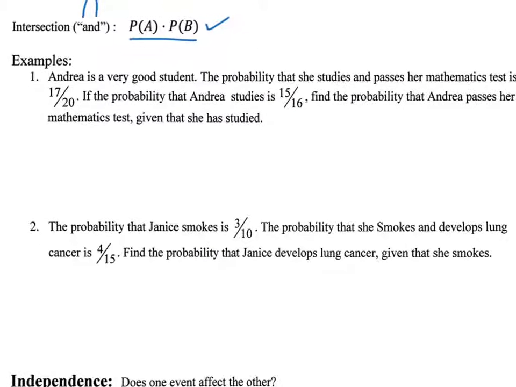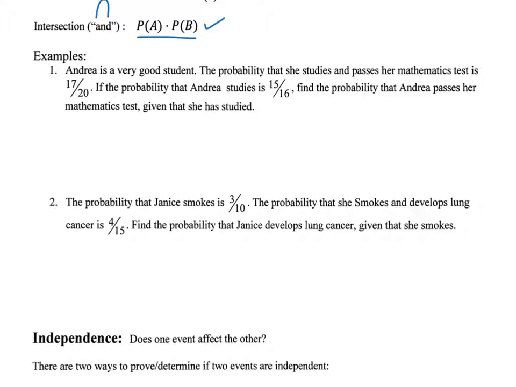So the first kind of a question that I'm going to ask you is, Andrea is a very good student. The probability that she studies math and passes her math tests is 17 out of 20. The probability that Andrea studies is 15 out of 16. Okay, find the probability that she passes given that she has studied. So we don't have a lot, we have numbers, but all we have here is probabilities, and they're kind of different probabilities. They're not related to each other, really. It doesn't seem like it directly.